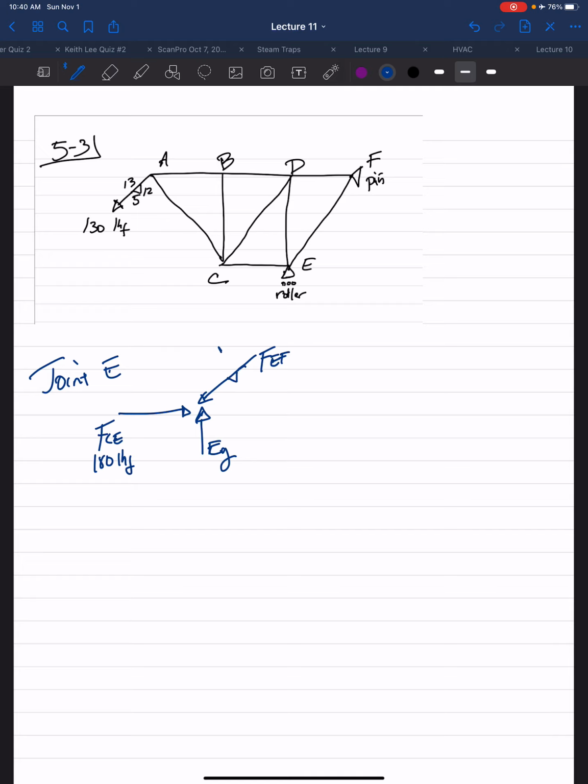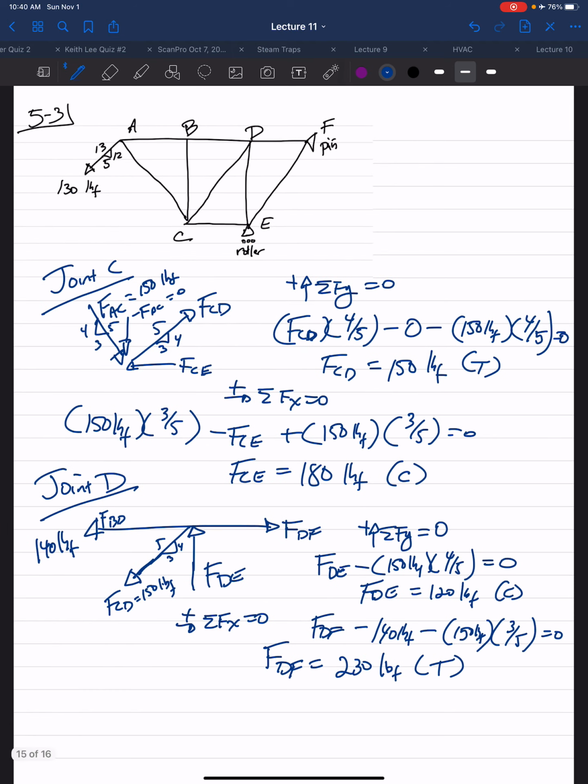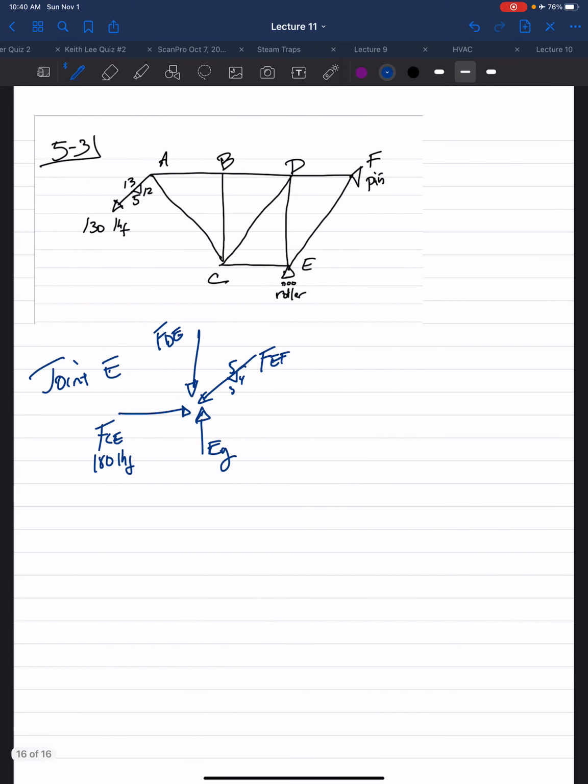This is a 3-4-5 slope triangle. And then we have FDE coming down, which we calculated to be 120 pound force. So we have FDE, 120 pound force. At joint E, we have FCE, which you said is 180. We have the roller support reaction, which is EY, the Y component, and we have FEF.